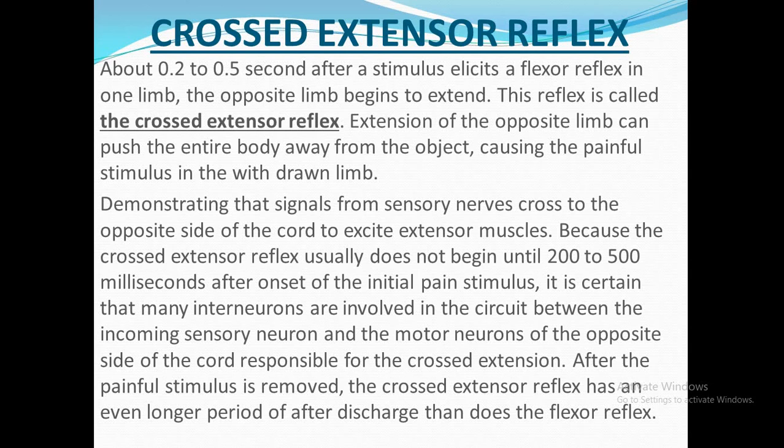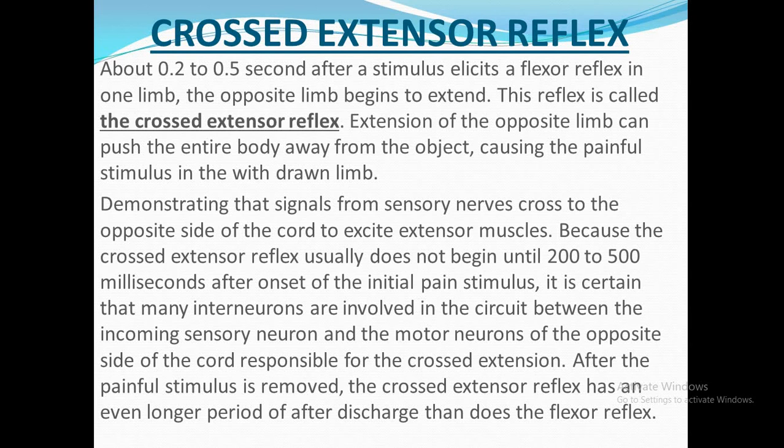Crossed extensor reflex. About 0.2 to 0.5 seconds after a stimulus elicits a flexor reflex in one limb, the opposite limb begins to extend. This reflex is called the crossed extensor reflex. Extension of the opposite limb can push the entire body away from the object causing the painful stimulus in the withdrawn limb, demonstrating that signals from sensory nerves cross to the opposite side of the cord to excite extensor muscles.